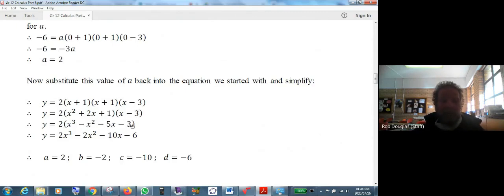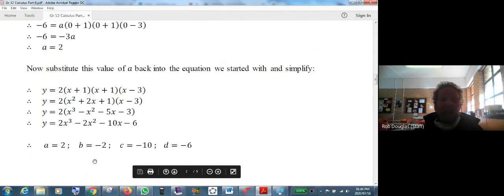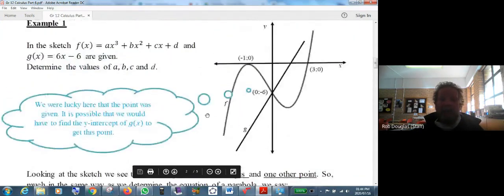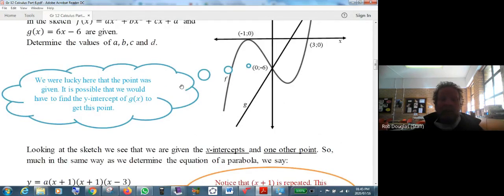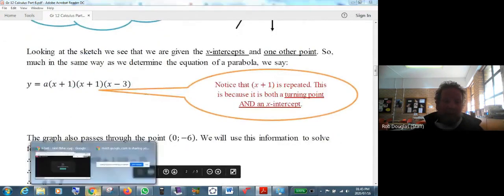Now multiply everything by 2. You'll get 2x cubed minus 2x squared minus 10x minus 6. And wait, we've got a, b, c, and d we knew was minus 6. So that looks super hard, but if you are able to look at the graph and see, oh, we're given the x-intercepts, we're really given factors, then using that point, writing it all out, the factors, and using that point and substituting it in, we got started and we got a. So it was a little bit tricky, but not impossible.